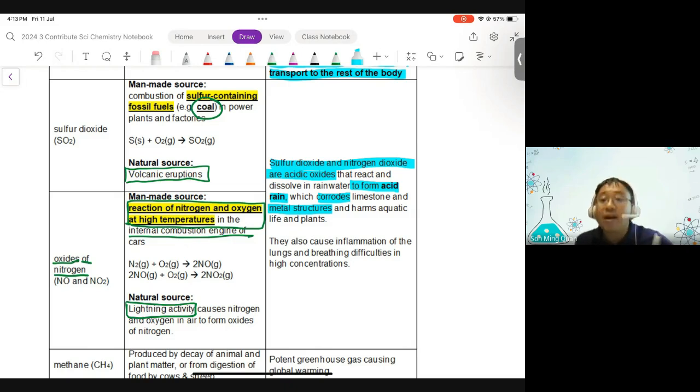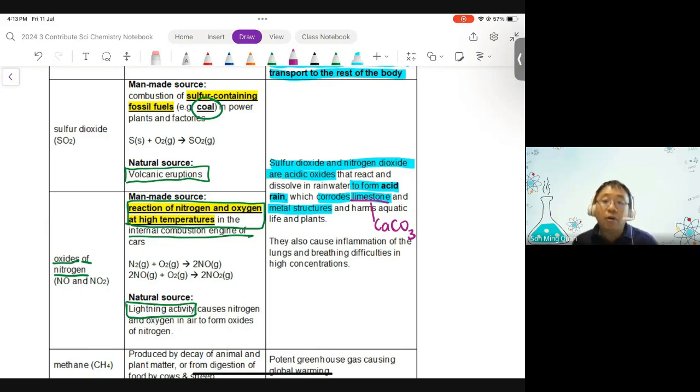Besides metals, acids can also react with carbonates. So limestone is calcium carbonate. So it's not surprising that acid rain would affect and corrode limestone structures as well. Because limestone is carbonate, it will react with acids. And over time, the structures will become weakened due to the reaction with the acid rain. So this is the main polluting effect of sulfur dioxide and the oxides of nitrogen. They are acidic oxides, so they form acid rain, which will corrode the limestone and metal structures.